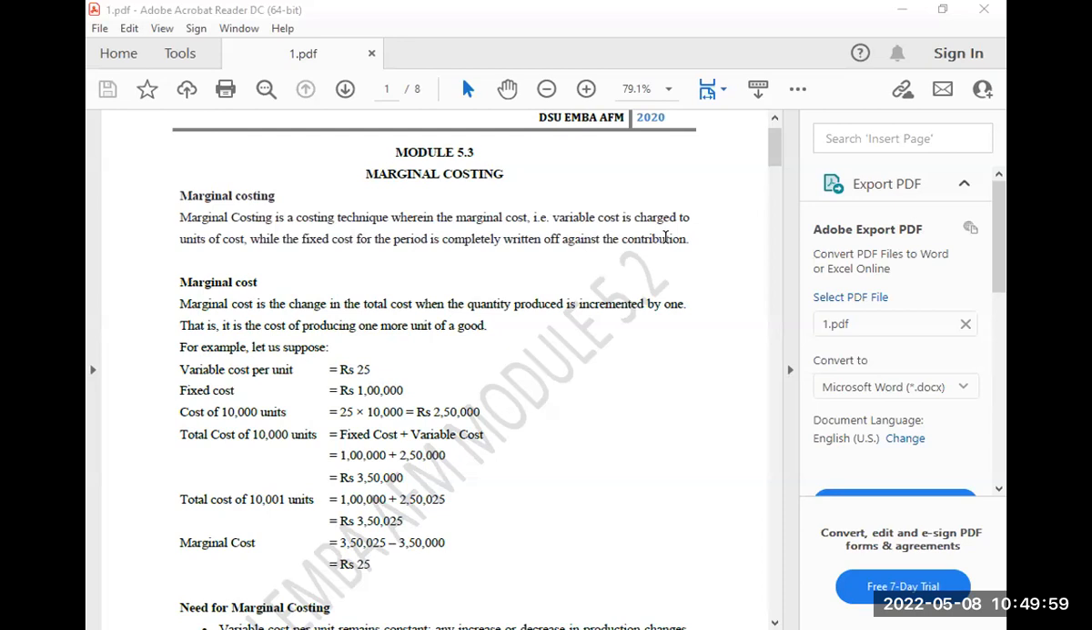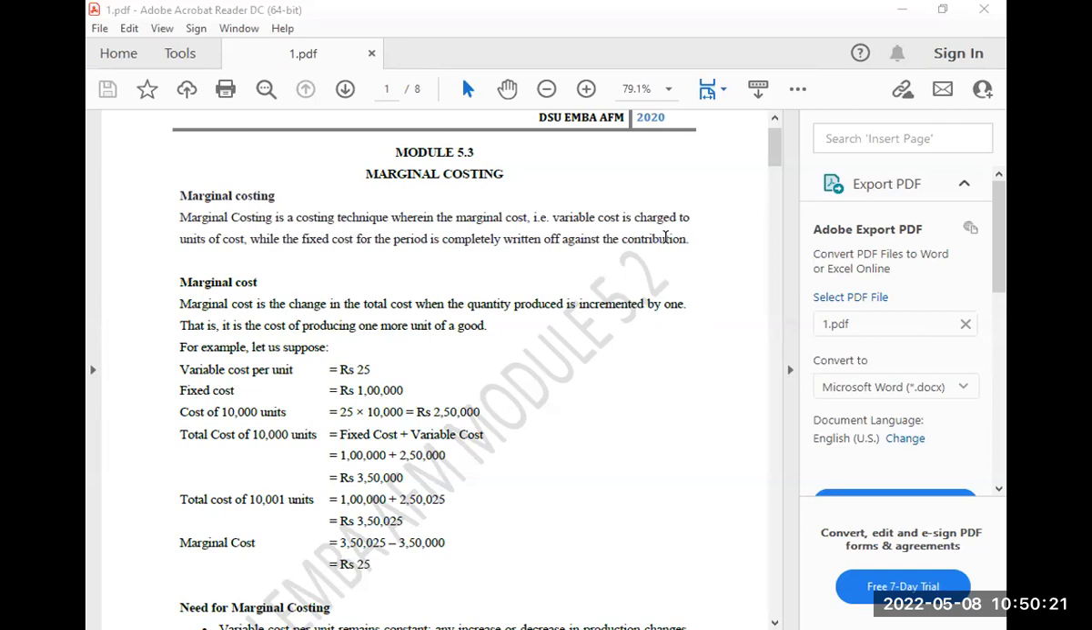Don't bring electricity into this. Without electricity also we can produce something. Electricity is not compulsory. Suppose you have an automatic production technique, then electricity is required. Otherwise, electricity is not required. So electricity is of a peculiar nature. The cost of electricity is a semi-variable cost.